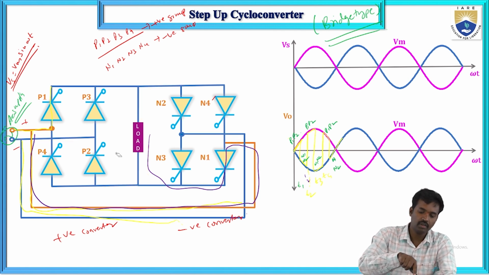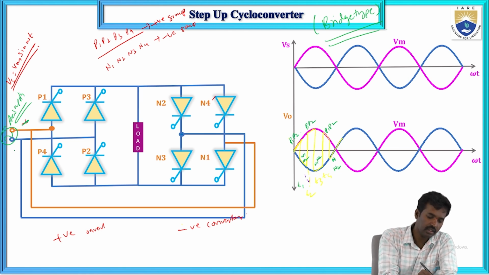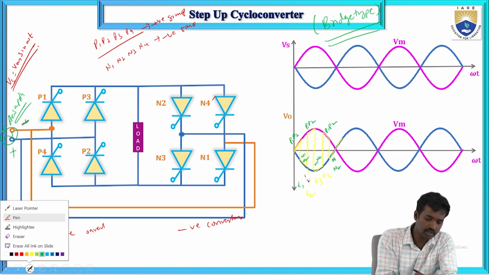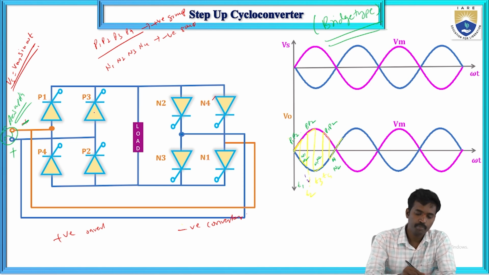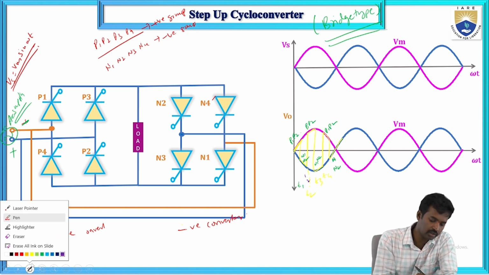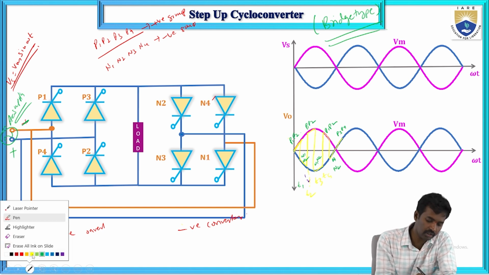Next, the negative half cycle. During the negative half cycle, what will happen? This is the minus and this one is the plus. In this case, P3 and P4 switches will conduct. When P3 and P4 switches are force commutated, next N3 and N4 switches will conduct. So let me draw the circuit diagram.